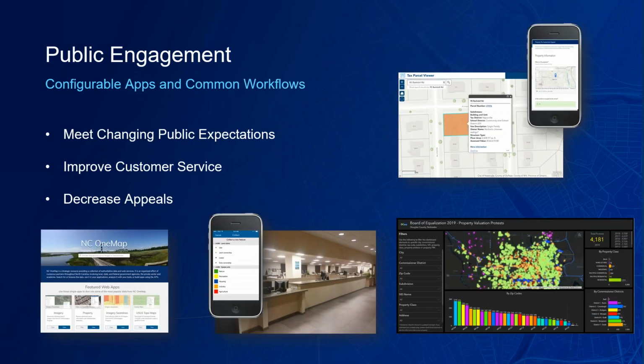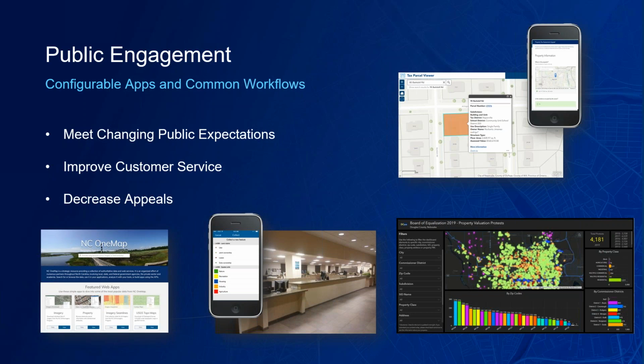Public engagement is an ongoing, evolving exercise. Just like paper maps and property cards are no longer expected, websites that are hard to use and cumbersome are as well. And of course, everyone expects the data to be current and available on mobile devices. Public expectations are a moving target and will continue to move.